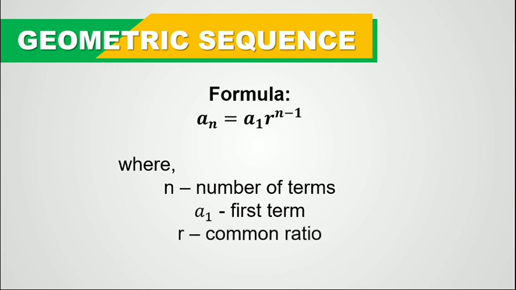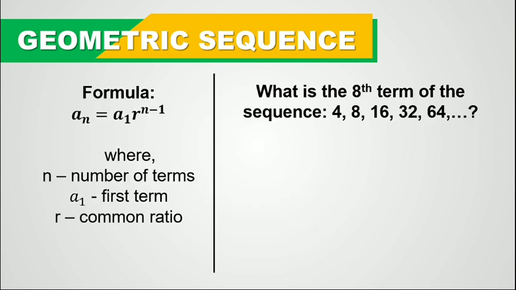So going back to our question of the day, what is the eighth term of the sequence 4, 8, 16, 32, and 64? All you need to solve this is to use the formula. a sub n equals a sub 1 r to the power of n minus 1. So our a sub n here will be a sub 8. So we're just going to put 8 here, because we're looking for the 8th term.